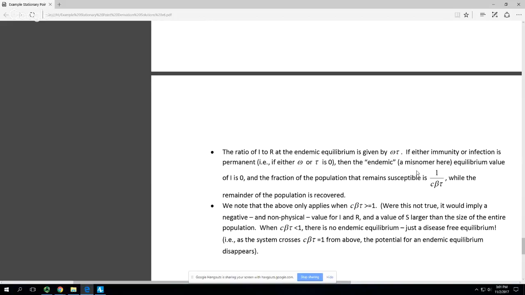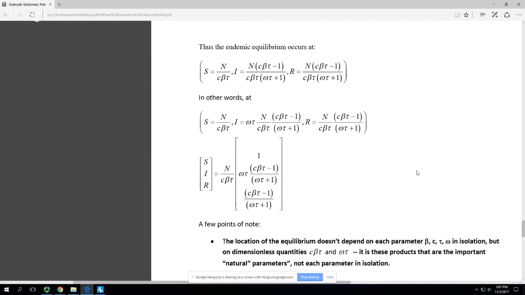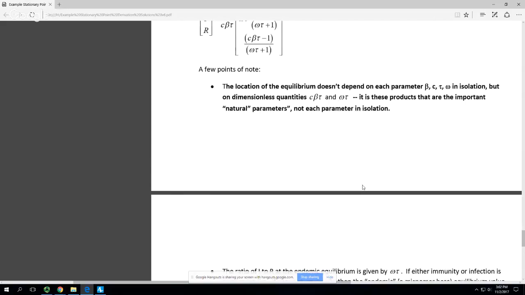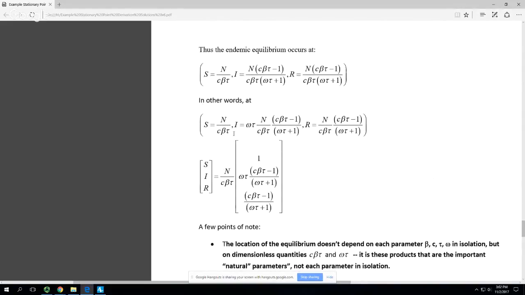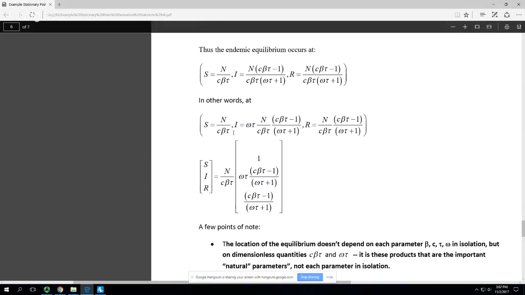So it's got to be the case that the fraction of people around them that remain susceptible is 1 over c times beta times tau in equilibrium, because otherwise it wouldn't be in equilibrium. If it were greater than this, it would be going up. If it were less than that, it would be going down. So, ladies and gentlemen, this fraction of people that remain susceptible in equilibrium is extremely important. It throttles the other components of this.